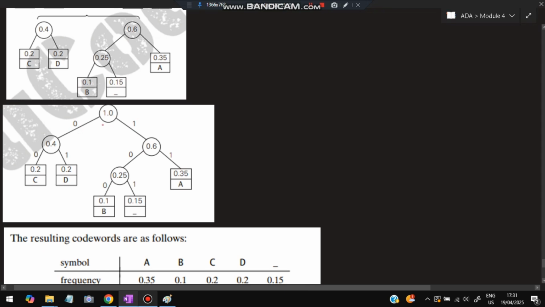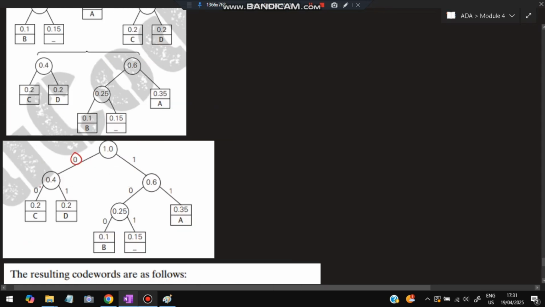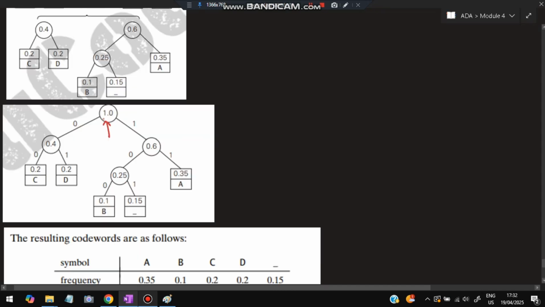After we have found the graph, 1 will be at the top, then 0.4 from here, and it will be 0.2 and 0.2, corresponding to C and D. And here there will be the values 0.25 and 0.35, then 0.1 and 0.15, like that we put them. All the left branches we mark as 0, and all the right branches we mark as 1. From each node's perspective, the left branch is 0 and the right branch is 1. That is applicable for all the nodes present here.